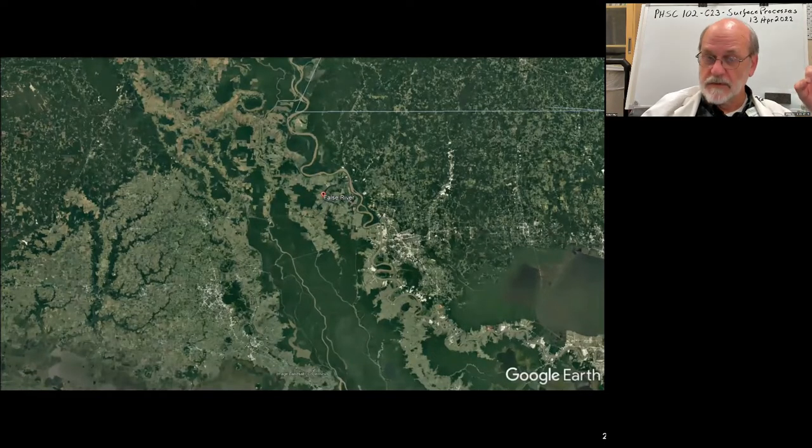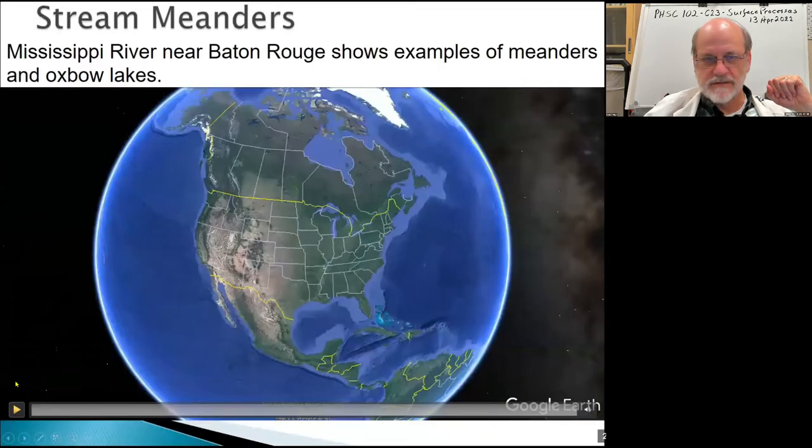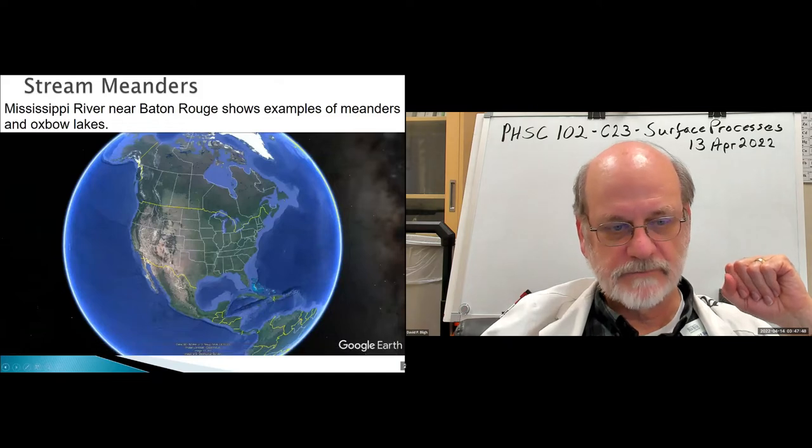Another clue that meanders give us is you don't find meanders, substantial meanders, in young streams. Large meanders with lots of oxbow lakes are part of very old river systems. And that's the Mississippi River. It's been around for a long time, thousands and thousands of years. Okay, let's let it finish, and then we'll move to the next slide.